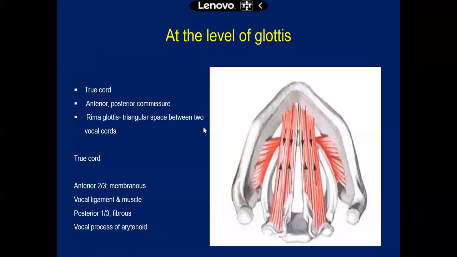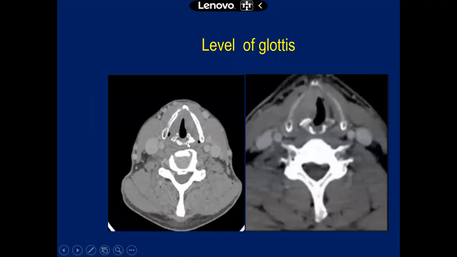So this is the cricoarytenoid joint, and you know that this is at the level of the glottis. You can see an enhancing lesion. Actually, it is not really enhancing because it's a plain scan. You can see that this is a lesion on the right vocal cord, filling the entire side with anterior commissure involvement, and the lesion is crossing the opposite side.